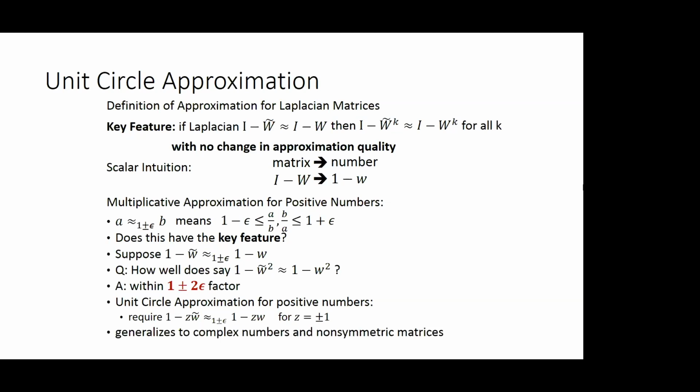And so unit circle approximation generalizes this definition we've given here that was just for positive numbers to complex numbers and non-symmetric matrices. And it's essentially in the way that you think if you go back to part 2 of the talk. In part 2, we defined a notion of multiplicative approximation for non-symmetric matrices between I minus W and I minus W tilde. And now we just require that these non-symmetric matrices approximate each other, not just I minus W and I minus W tilde, but I minus ZW and I minus ZW tilde for all Z on the unit circle.